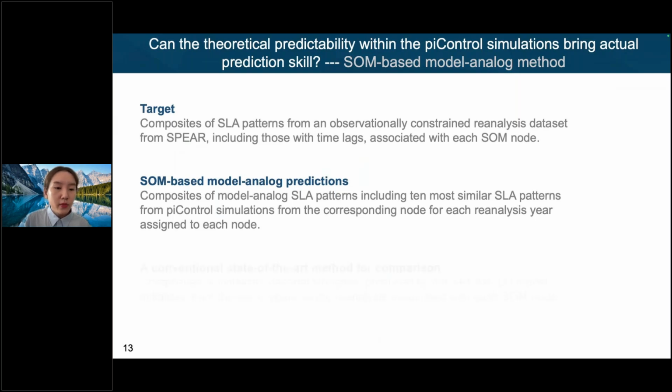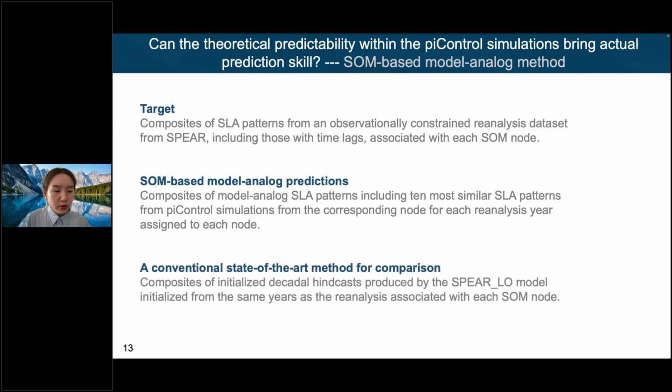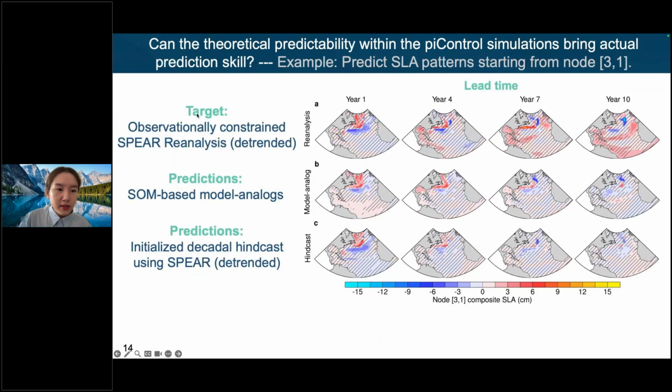In comparison, we also introduce a conventional state-of-the-art method, which is calculated as the composites of the initialized decadal hindcast produced by the SPEAR-Low model, initialized from the same year as the reanalysis assigned to each SOM node. All the predictions are based on the SOM, because in this way we are able to see how they evolve over time. So let's look at some results. In this figure, the first row shows the target, and the second and third rows show the predictions from the SOM-based model analogs and the initialized hindcasts.